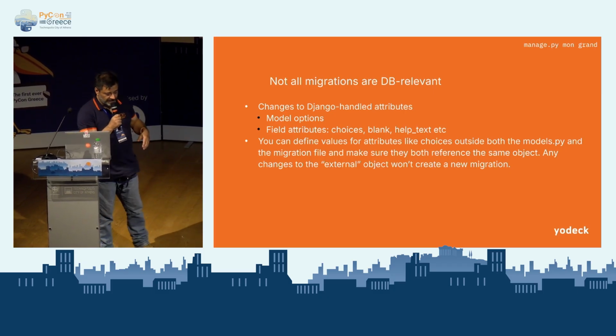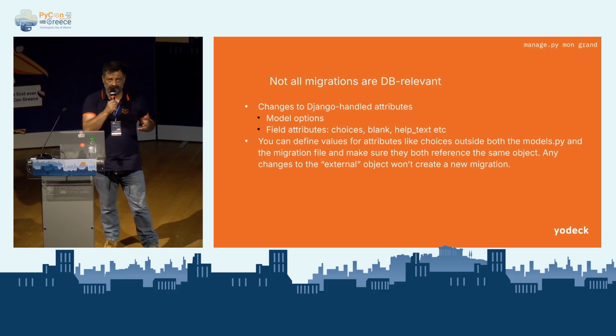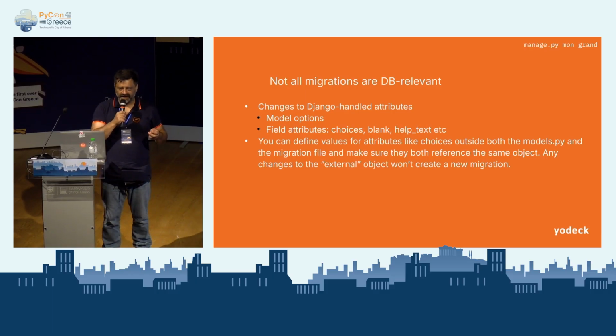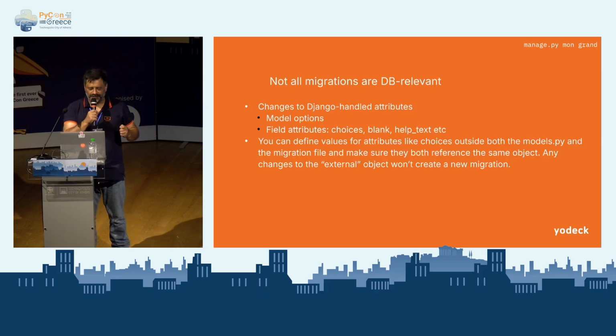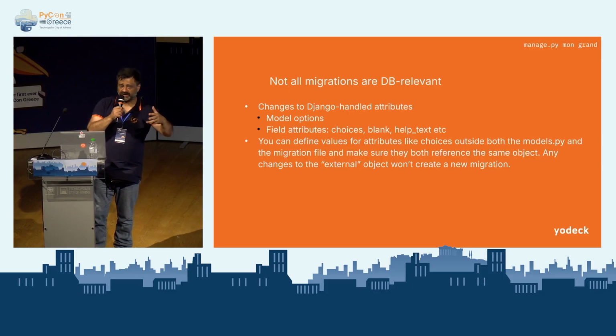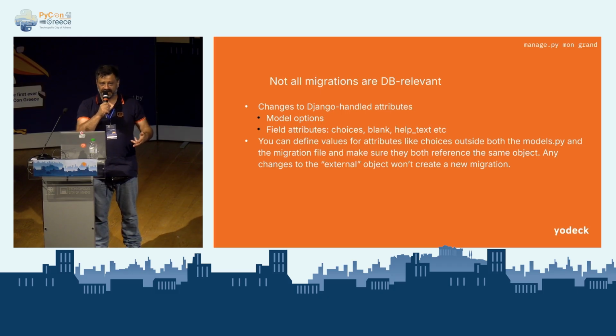Another thing is, you might have choices in a field which is used by the admin framework, which we call Y console, but it's not important. If you have a field with choices, in the admin framework you would see a drop down with the choices, and then you add a new choice. That would cause a new migration to be created, but it's only for Django. It's not for the database.